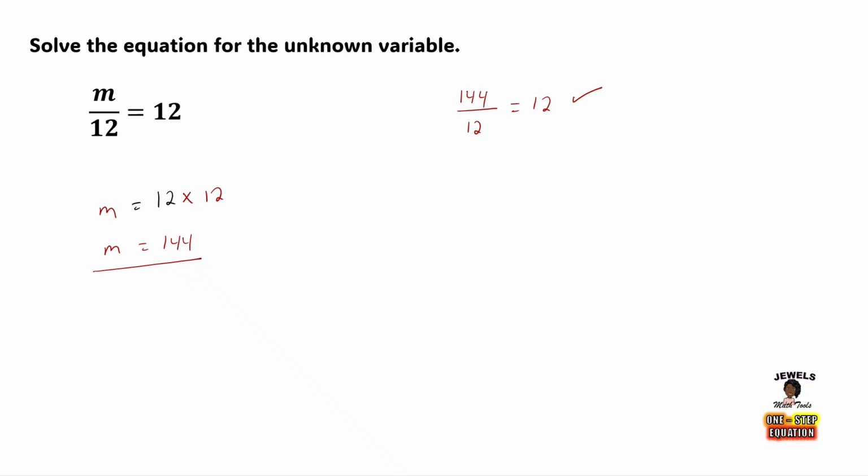Okay, so there you have it. I hope this question and the other one as well help you with being able to solve your one-step equation when we have division in our equation, but we're using our multiplication operation to solve that equation.